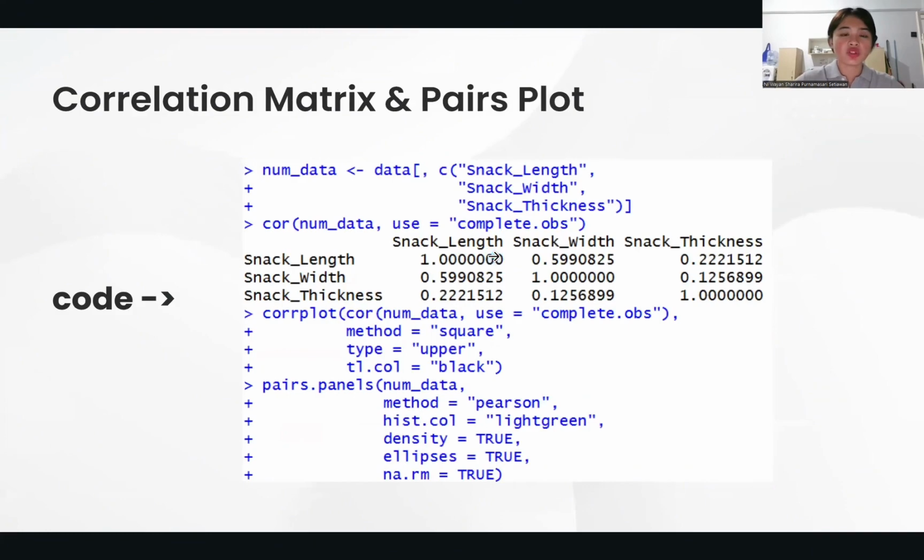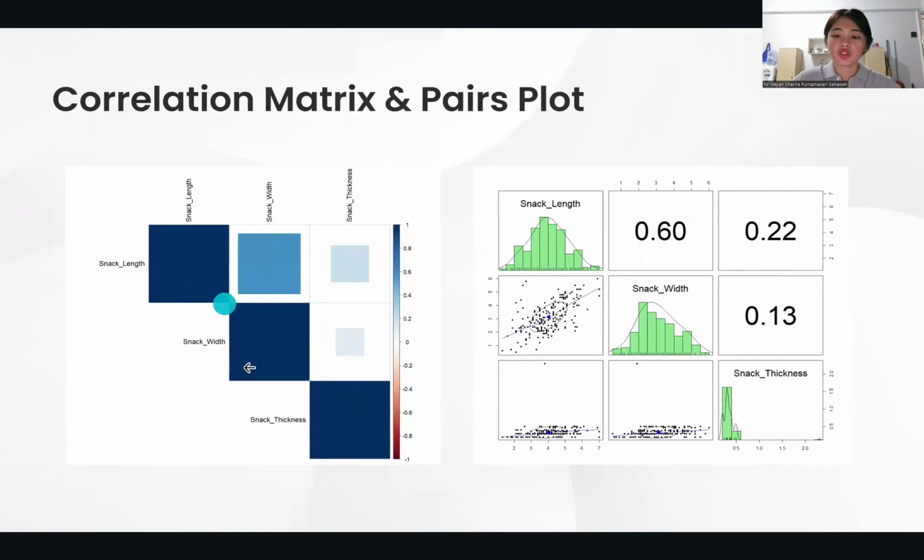And next, correlation matrix and pairs plot. I calculated the correlation matrix and visualized it using corrplot. I also use pairs.panels to see the scatter plots, density curves, and ellipses. The correlation matrix shows that width and thickness are strongly related, while length is moderately related. The scatter plot matrix gives a more detailed view, showing how the variables interact and if there are any outliers.